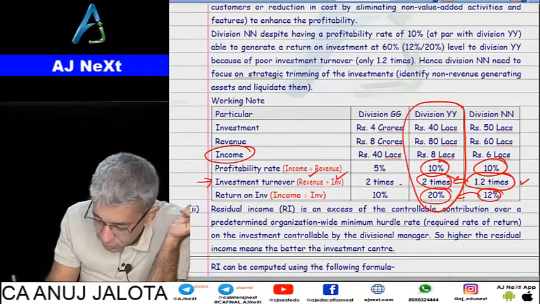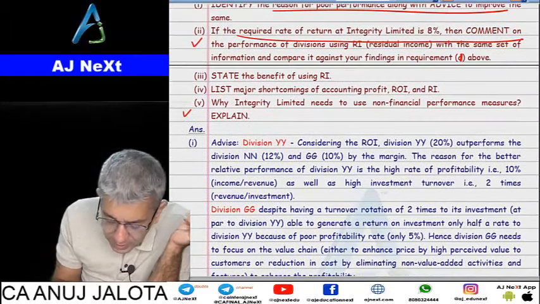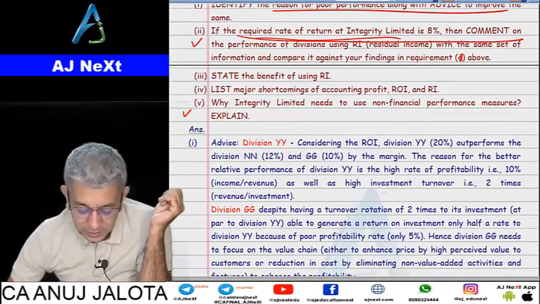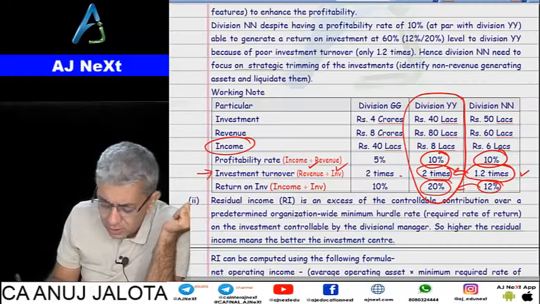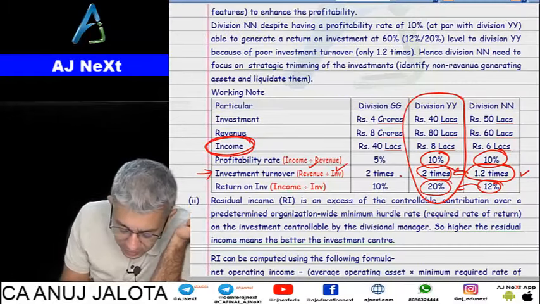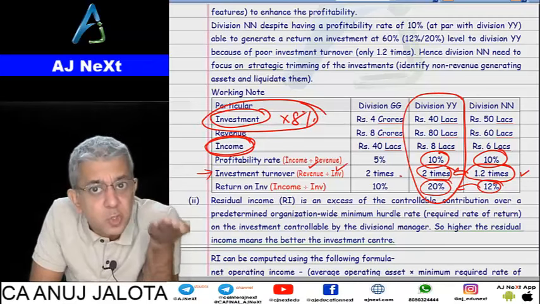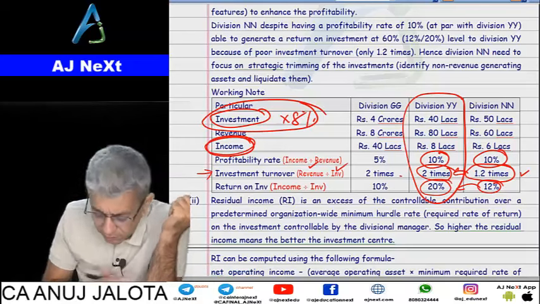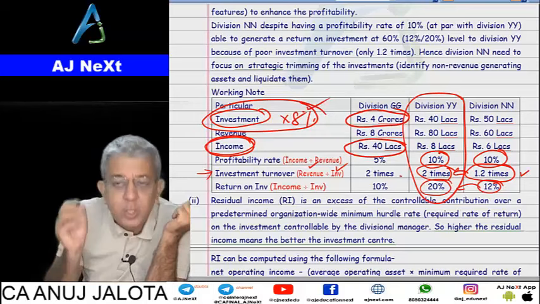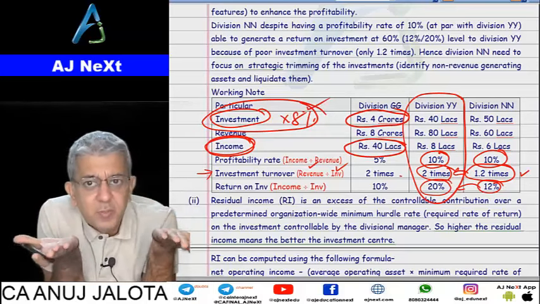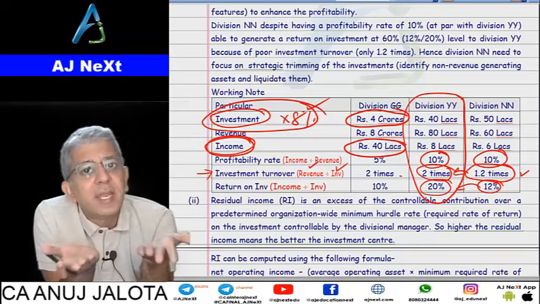And what did part two say? Part two told that if the required rate of return is 8%, then comment on the performance using the RI approach. So from the incomes that you have, take your investment, multiply it by 8%. That much you should get only, because that is your cost of capital. It will be something like 40 lakhs minus 4 crores into 8%. That 4 crores is my investment. Investment entails cost. So what you are getting over and above that 8% is your residual income.